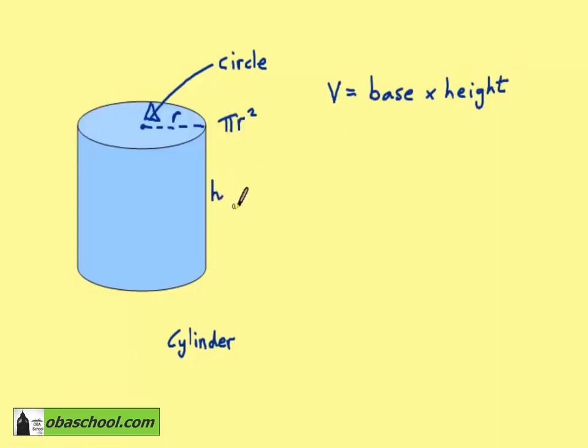The height here I call h. We know the base area is pi r squared, and we multiply by the height. So the volume for a cylinder is pi r squared h.